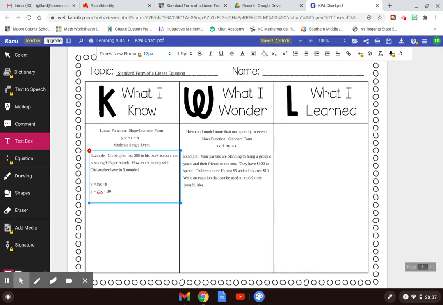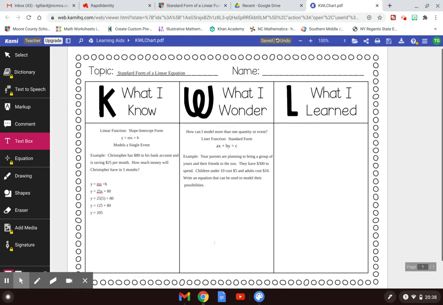And of course, if we were going to find out how much he has in 5 months, we would simply input 5 in for x. That gives us 125 plus 80. So at the end of 5 months, Christopher will have $205.